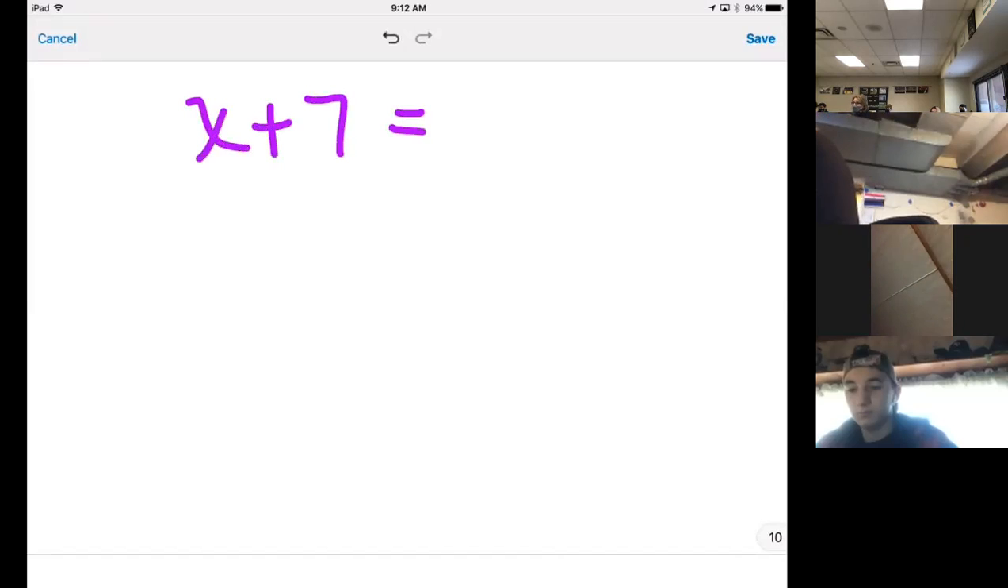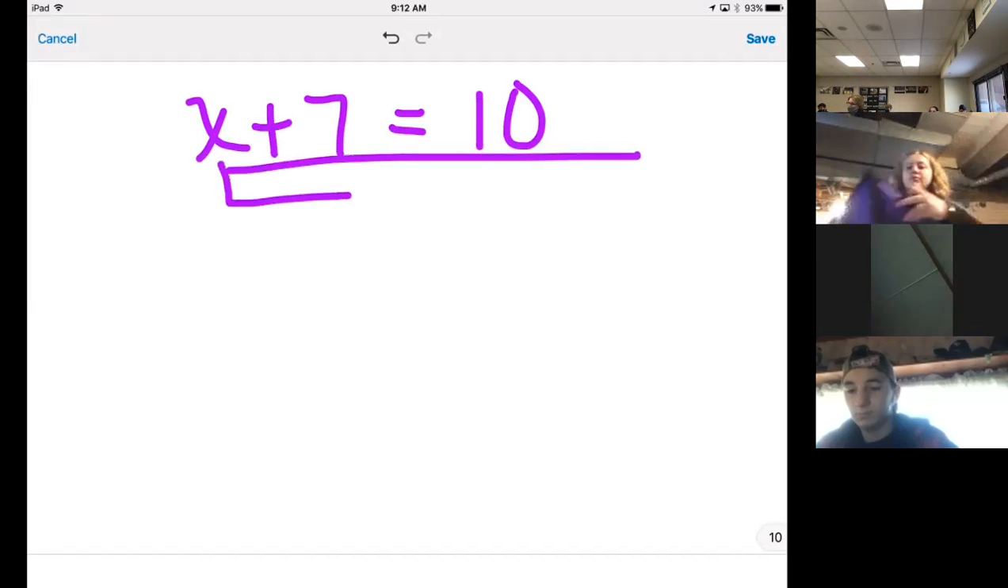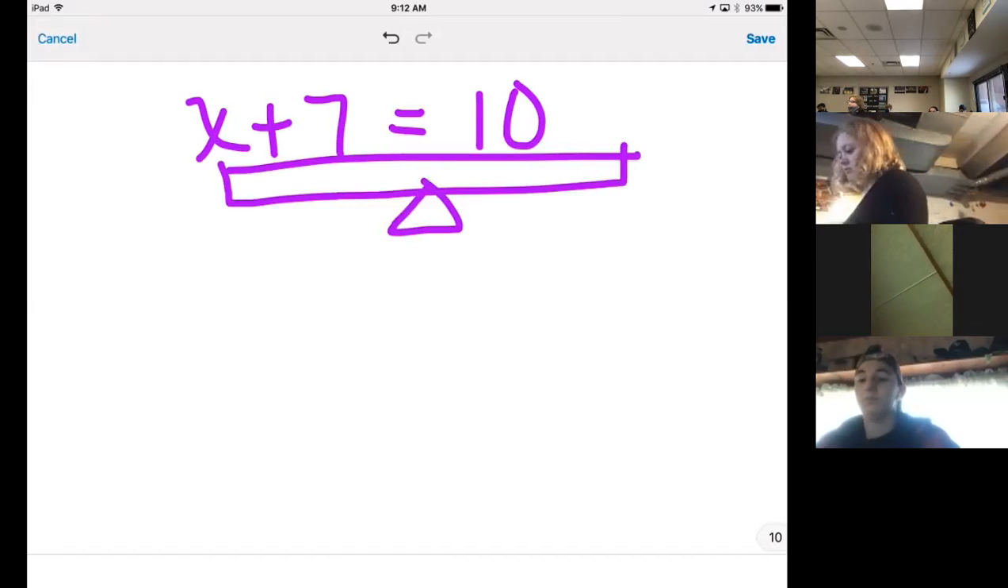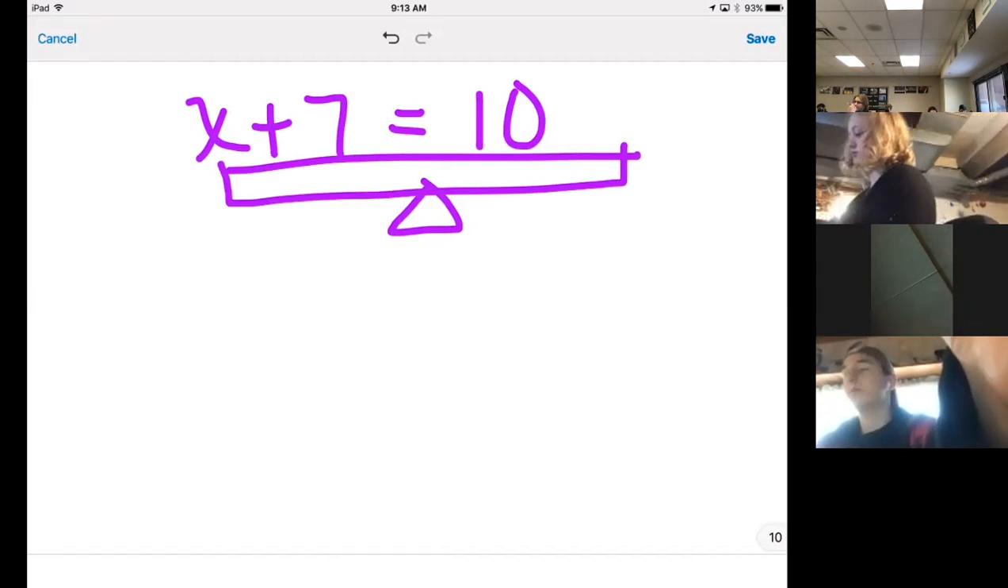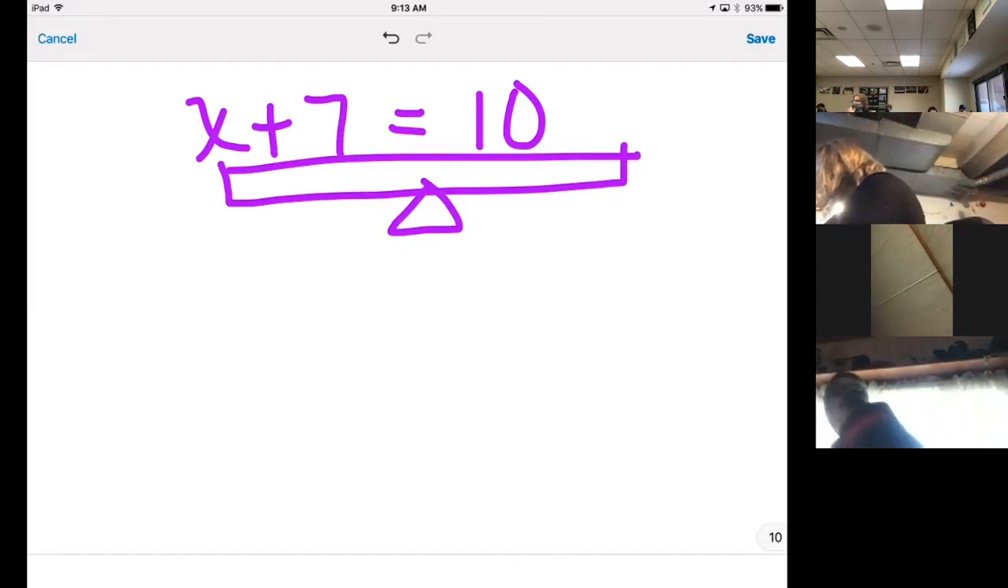Okay, so if you remember solving equations, so we had x plus 7 equals 10. I'm not sure if you guys remember it. It was so long ago. I used a teeter-totter as my base, right? So this is a balanced equation. So it's an equal teeter-totter. So everything's balanced. So the left side is equal to the right side.